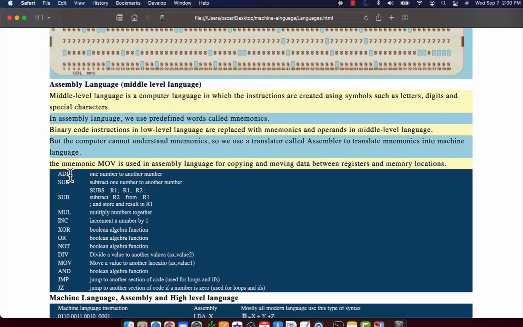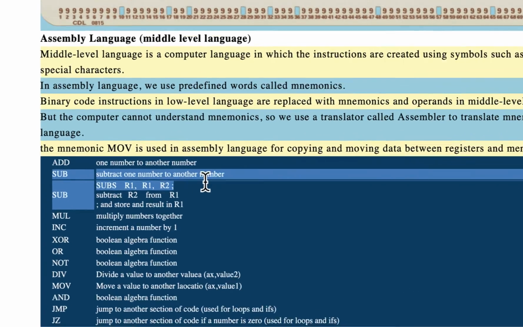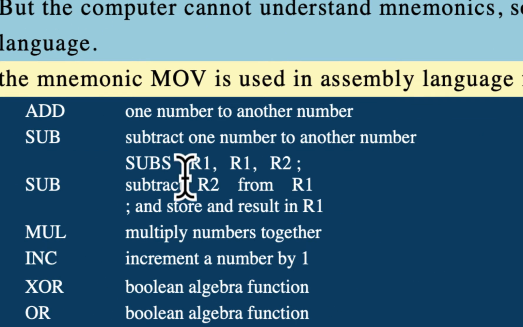Let me give you an example. Here is sub. What does it do? Here I said sub R1, R1, R2, and what is going to happen? It is going to subtract register 2, whatever number we loaded on register 2, from register 1 and store it in register 1. That is how it works.